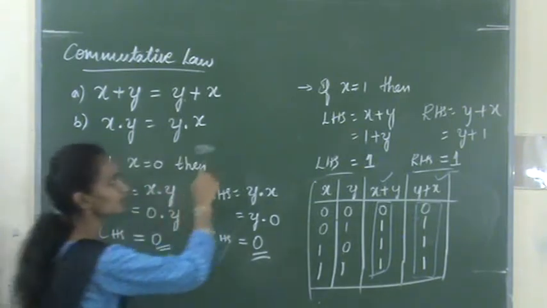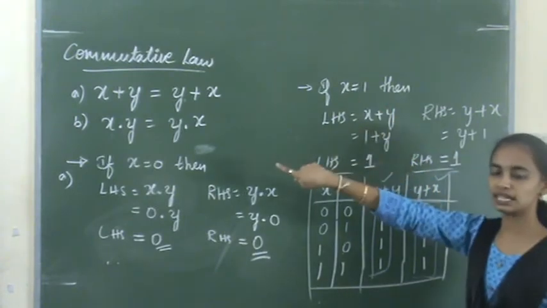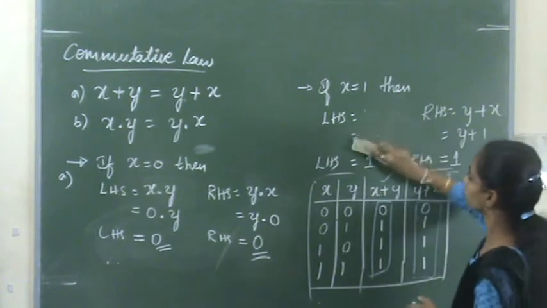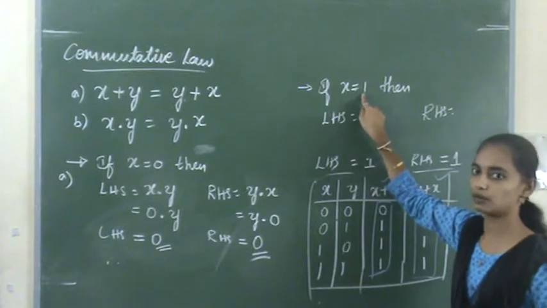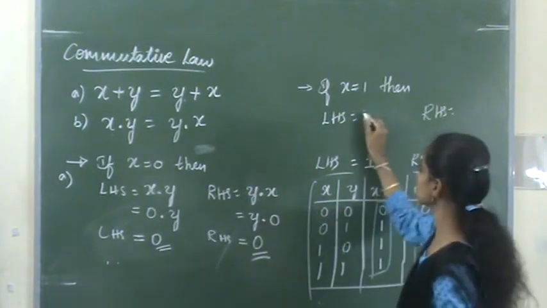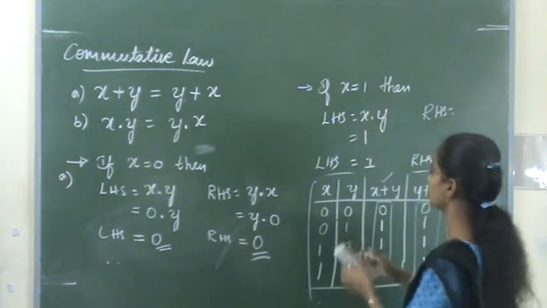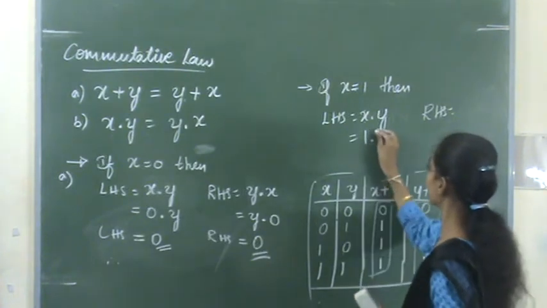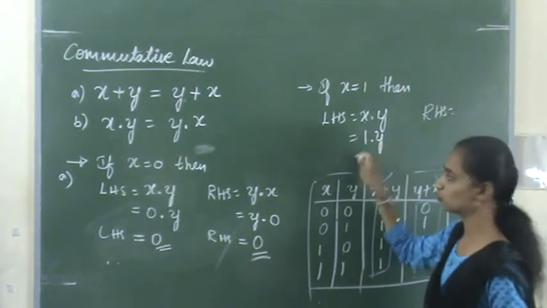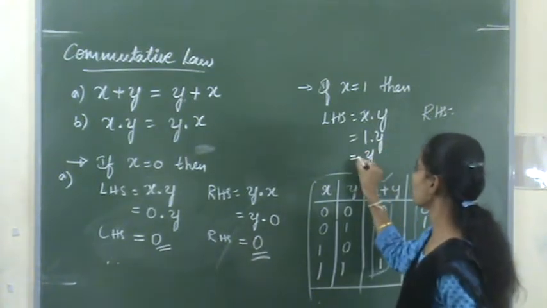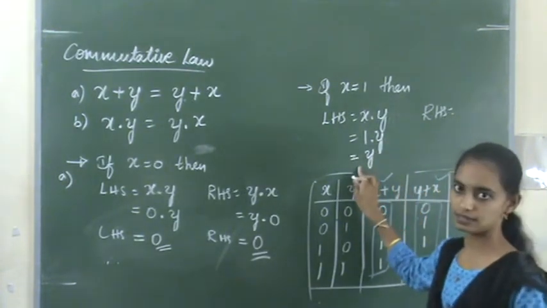The same thing we can prove by providing the value 1, and then we can prove the same theorem also. So now see, suppose I am providing x is equal to 1. I am taking LHS, that is x into y. What is the value of x? That is 1, right? 1 into y. We know the property of 1: 1 into anything, we get anything only, right? So whatever value we provided for the variable y, that will be the resultant.